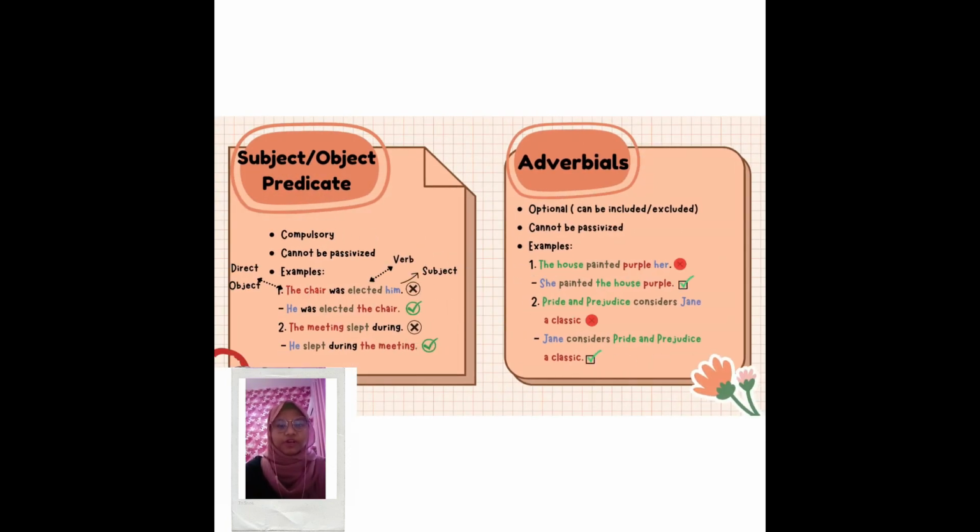Next, we will move on to subject or object predicate. This one is also compulsory. It cannot be excluded from a sentence, otherwise it will turn out incomplete. But unlike objects, it cannot be passivized. For example, the chair was elected him. As we all agree, it doesn't make any sense. And this is why it cannot be passivized. So if we put it in a correct way, it will turn out to be he was elected the chair, which means he was chosen for the chair.